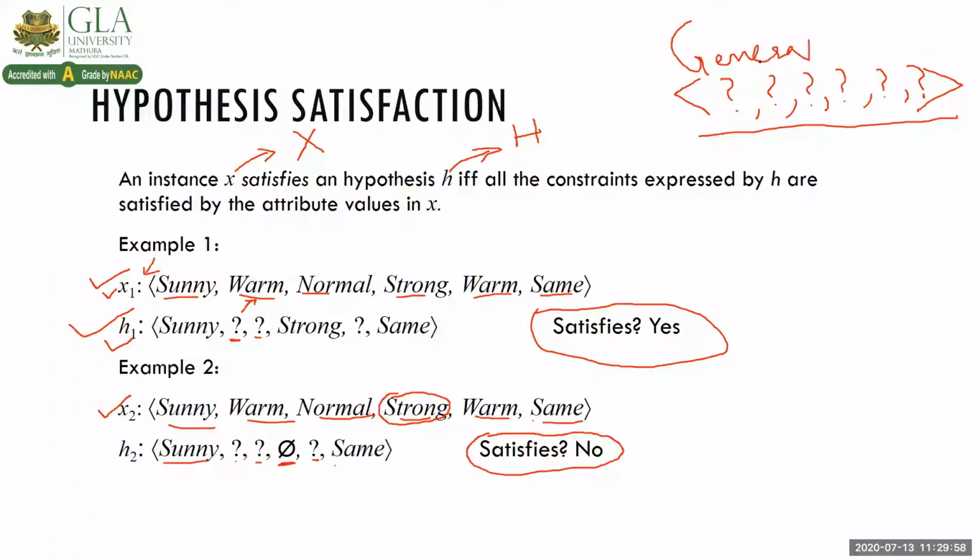General hypothesis. That means it is a type of hypothesis in which all the values, all the instances are satisfying. Every day is giving the positive example. So this is the general hypothesis.